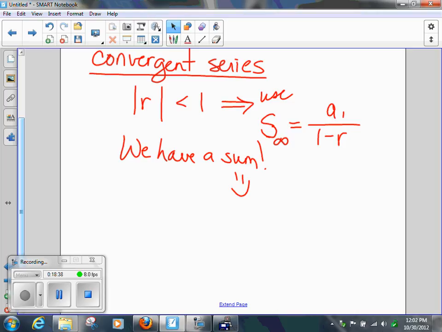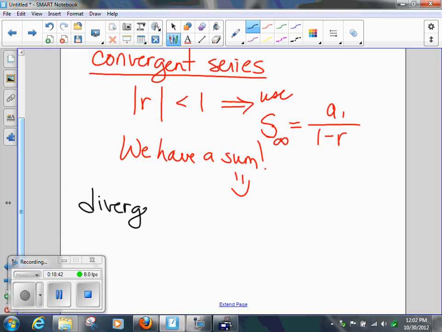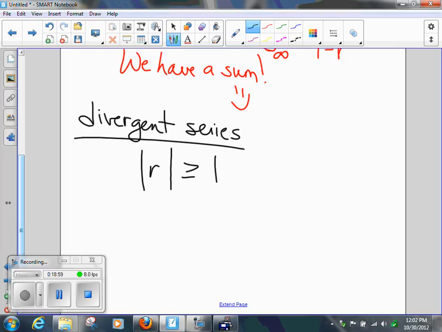And then, folks, we have a divergent series. Again, we're going to look at the absolute value of that ratio. And, folks, when that absolute value of the ratio is greater than or equal to 1, then we got problems. There is no sum. And we're literally going to write "no sum" for our answer. We're only going to work on this a short amount of time today because it's just so easy. It's not difficult. It's very easy because it's all based upon the absolute value.